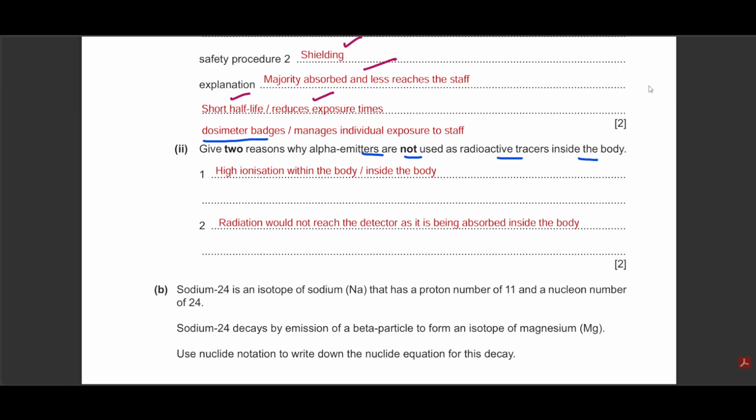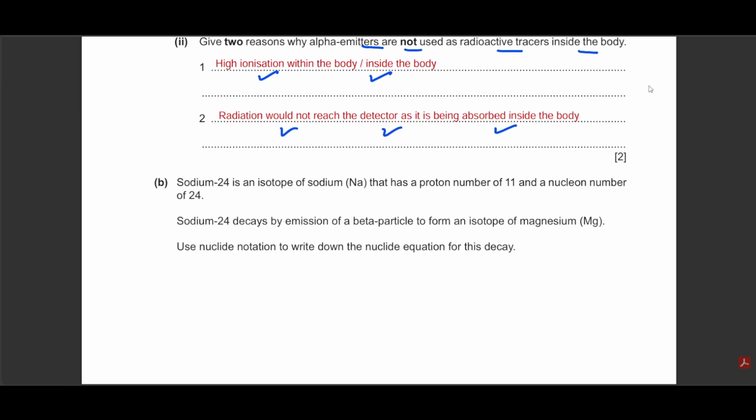So that's why we are saying that the radiation would not be able to be detected on the outside, because it is being absorbed on the inside of the body. That's the problem. If it is being absorbed inside the body, then this will definitely cause radiation sickness or cell mutation or gene mutation, which will make you sick and eventually cause death.